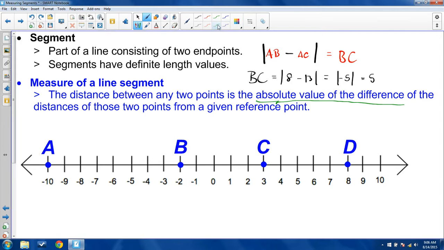Okay, I'm going to do one more thing with this slide here. Let's look at B, C, and D and kind of do the same thing. This time let's choose B as our reference point.